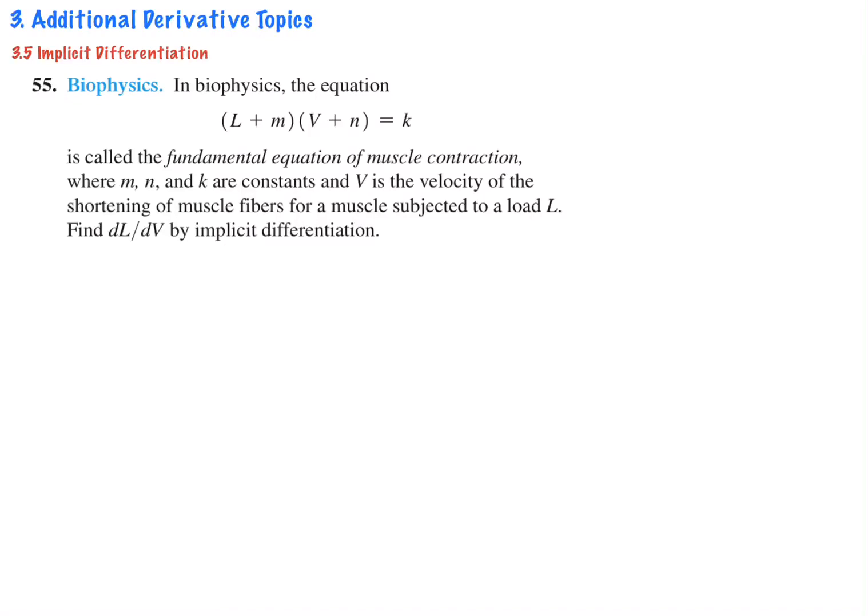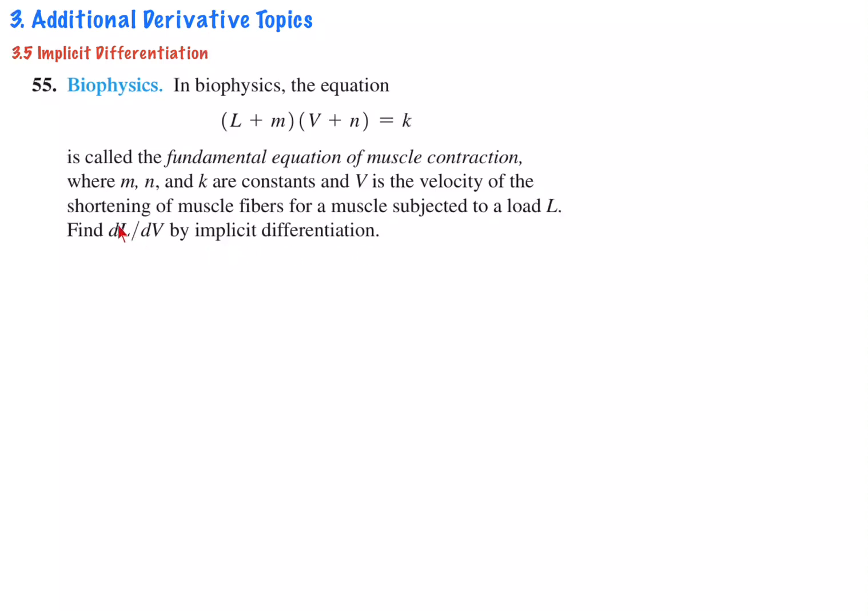Before we get into a new chapter, let's review again what we have learned about implicit differentiation. This is one of the problems on your homework. In biophysics, the equation is called the fundamental equation of muscle contraction. L represents the load, and V is the velocity of the shortening of muscle fibers. We are asked to find dL over dV using implicit differentiation.